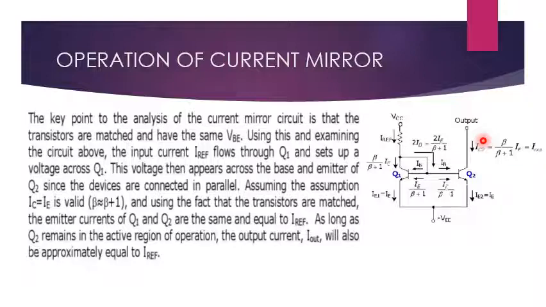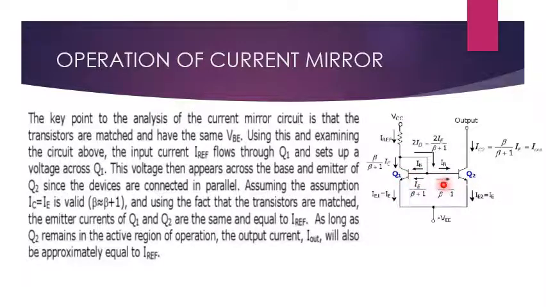Now we'll see the operation in detail. In the current mirror circuit the transistors are perfectly matched, I told you that, and have the same VBE. Of course, these two are identical transistors which we have taken here. So VBE is also the same. Using this, you need to examine the circuit. The input reference current flows through Q1, and it will set up the voltage across Q1, right? This voltage then appears across the base and emitter of Q2 because Q1 and Q2 are tied together.